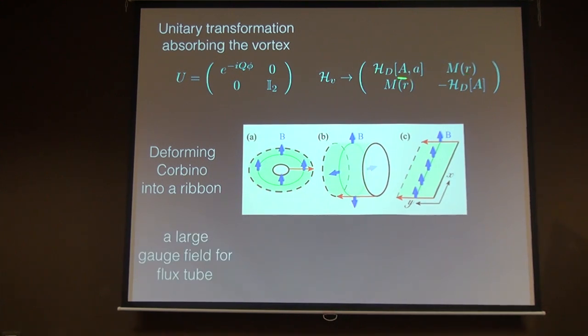So where does the vortex go? The vortex is hidden in this little a here. The little a is equivalent to a large gauge field. Because of the geometry, this large gauge field doesn't depend on the coordinate. So the vortex is hidden in this Q. When Q is 1, it's a single vortex. When Q is 2, it's a double vortex.